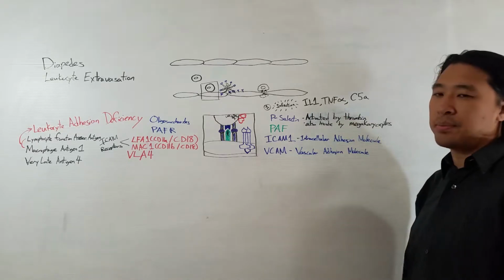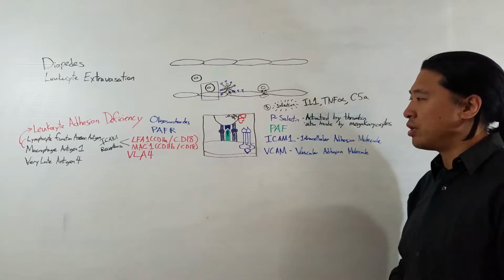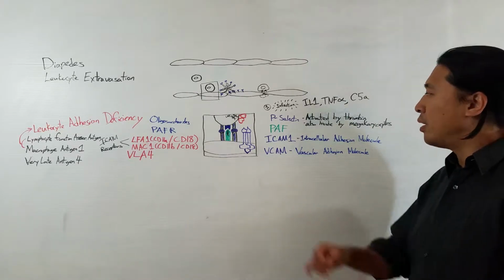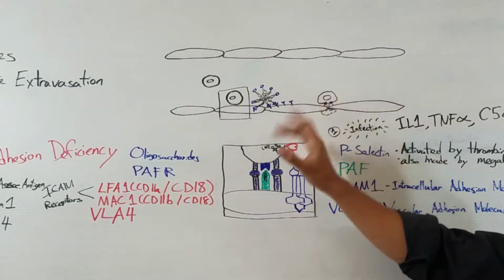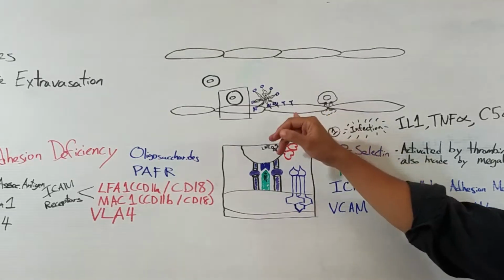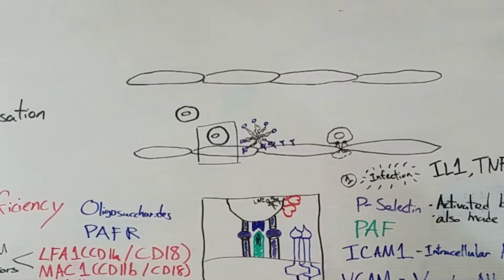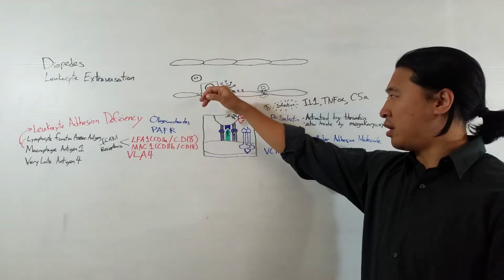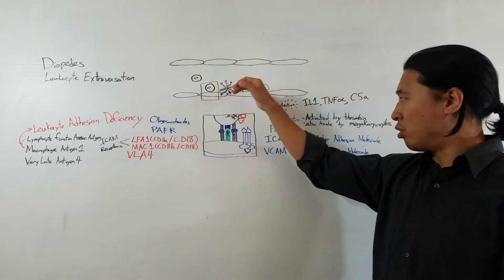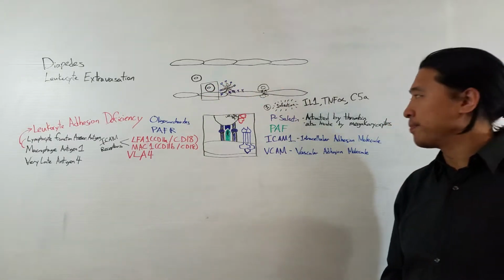C5a is from the complement system. This will also encourage inflammation. And these signals coming out from this particular infection will cause more P-selectins to come to the surface. Therefore, a larger percentage of these lymphocytes will roll across the surface here.